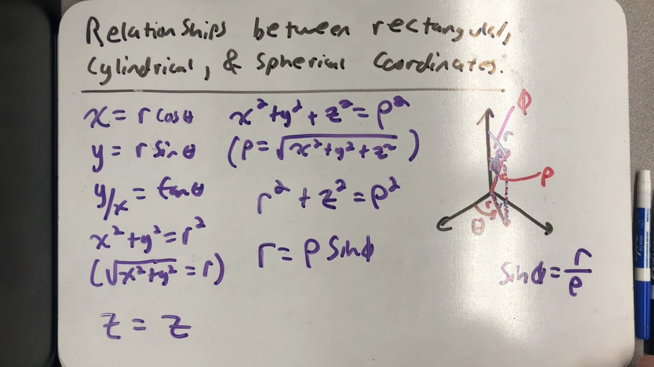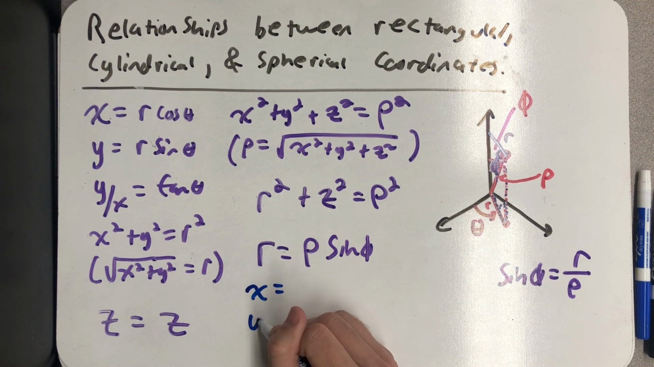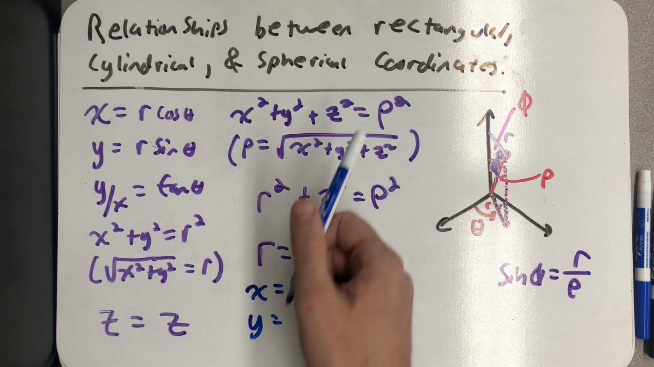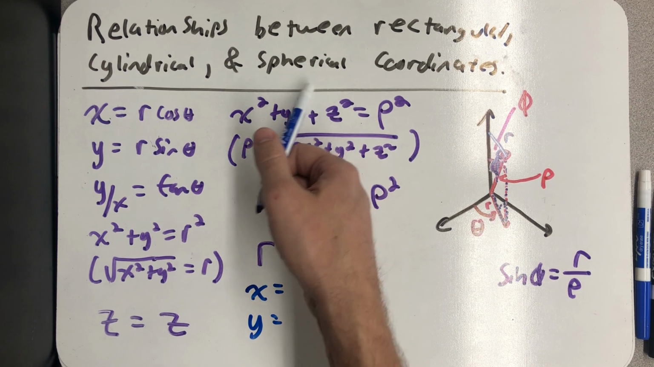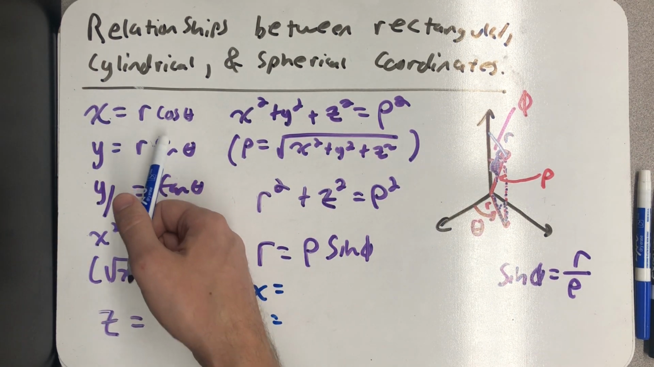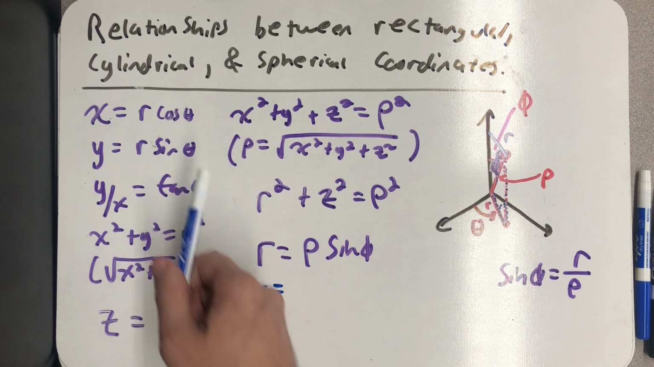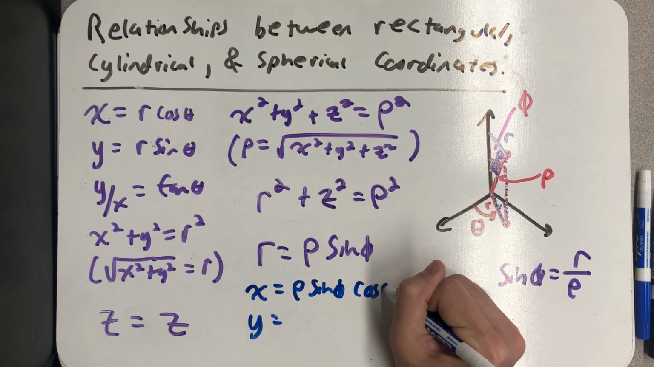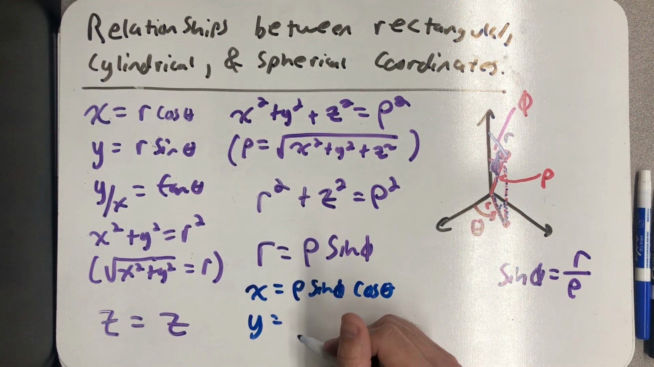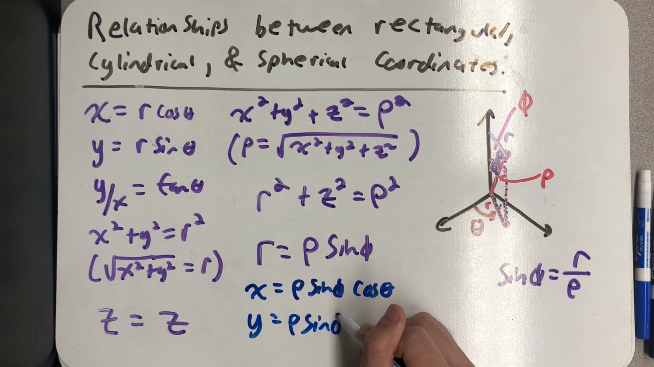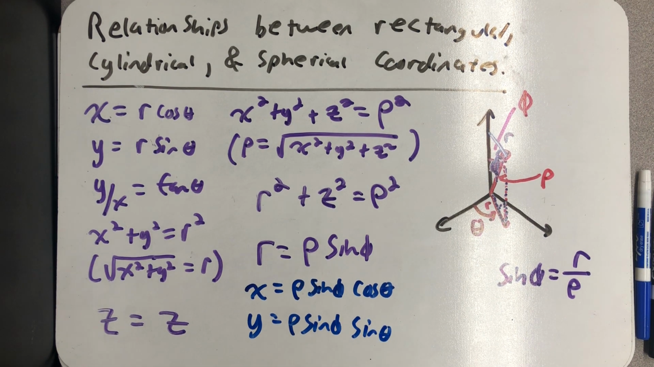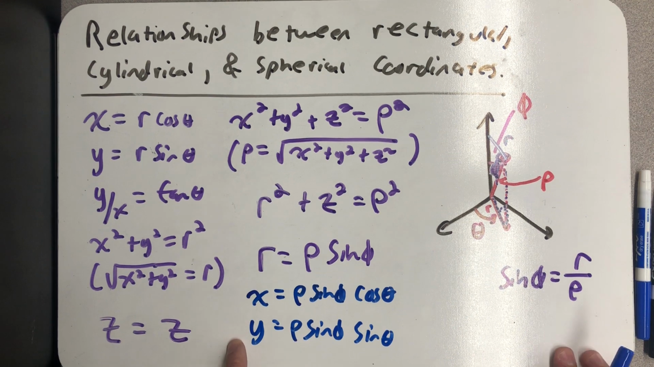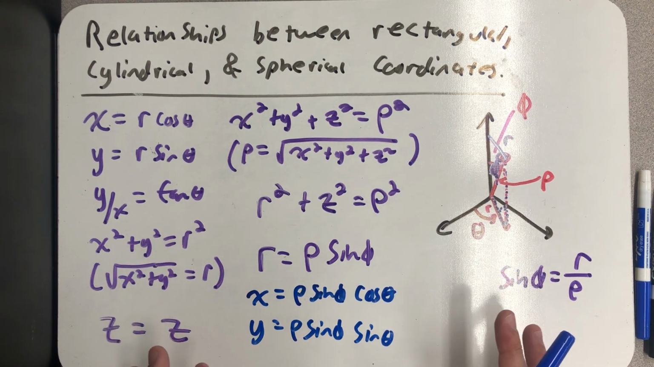But it also lets me write down a new relationship for x and y that would convert from rectangular straight to spherical, because x is r cosine theta. Well, r is rho sine phi times cosine theta. So I'm just substituting that in. I need to do it again. So y is rho sine phi times sine theta. Okay, so new relationships here, right? So we have some new things popping in.